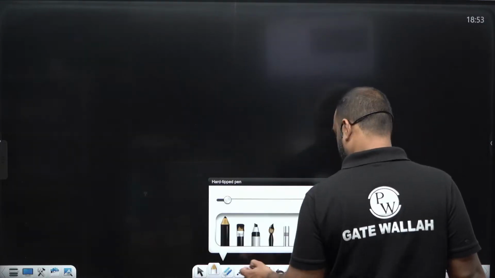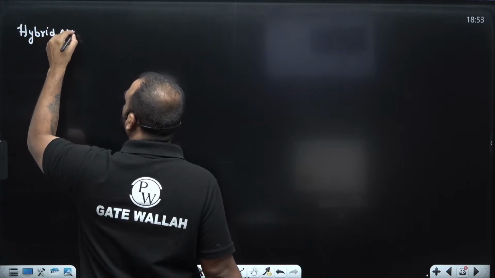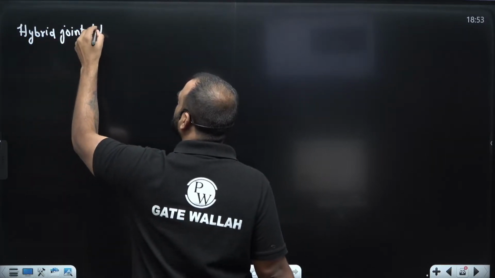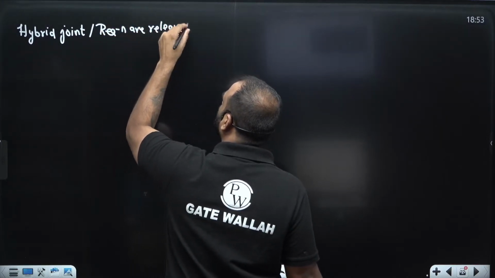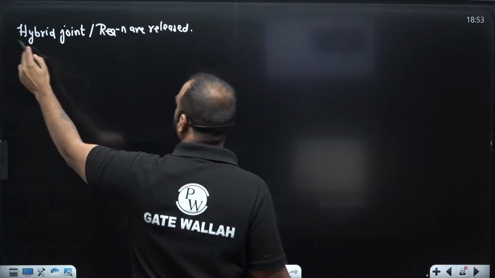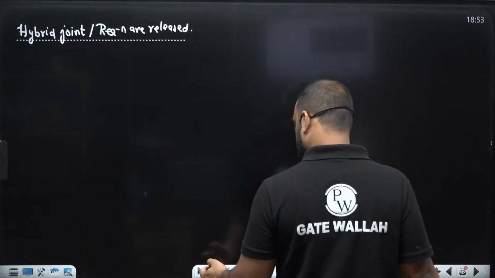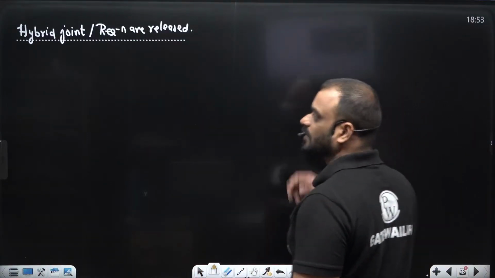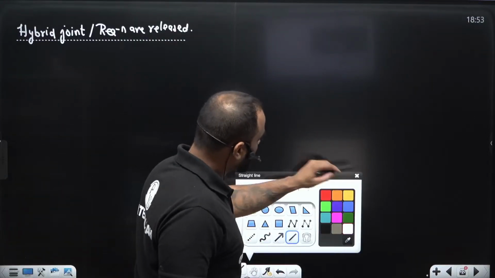Let us take the third condition. The third condition is one in which there are some hybrid joints, or you can say that some reactions are released. Listen carefully, guys. If there are some hybrid joints or some reactions are released, then what will happen?